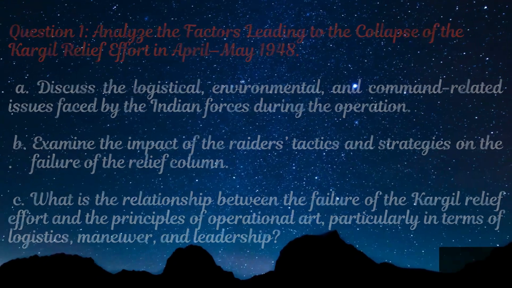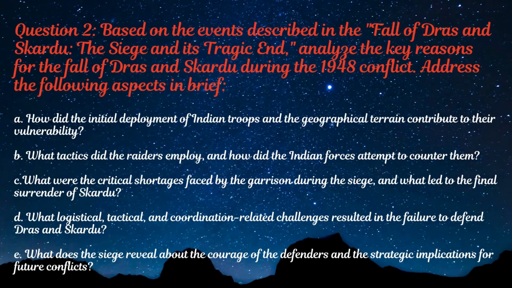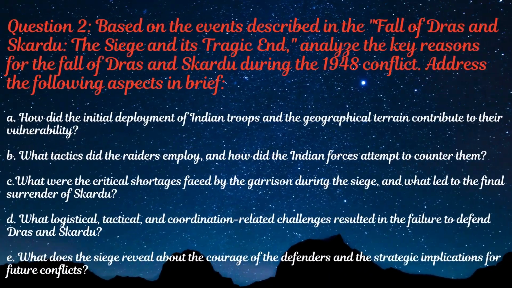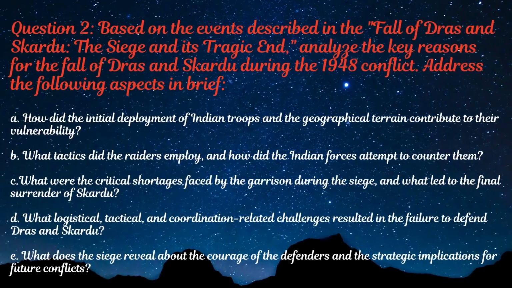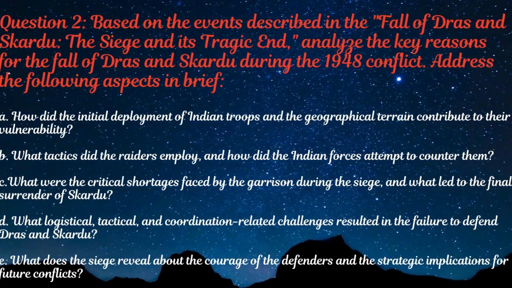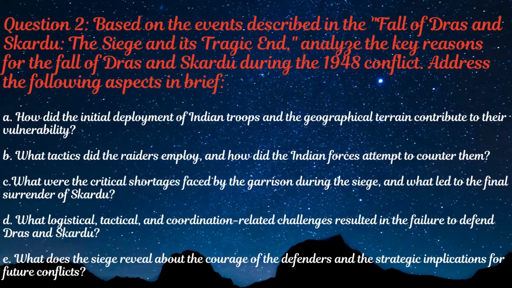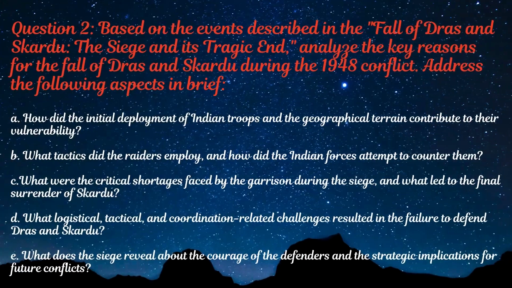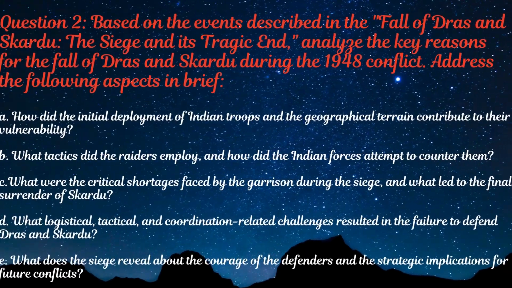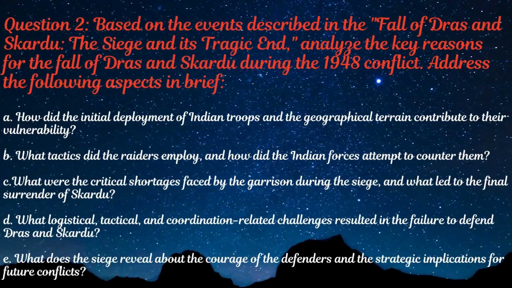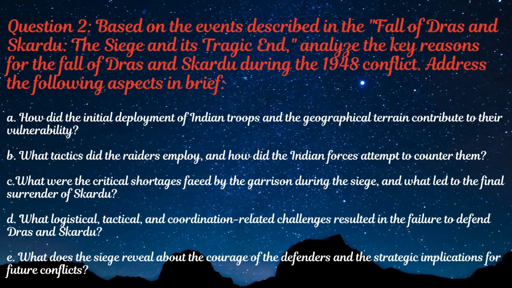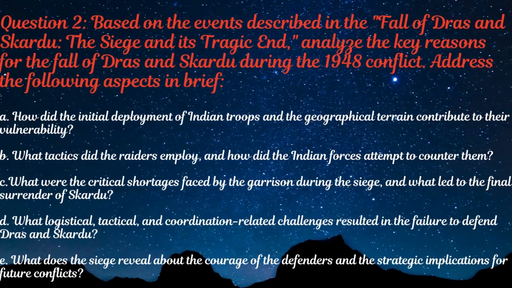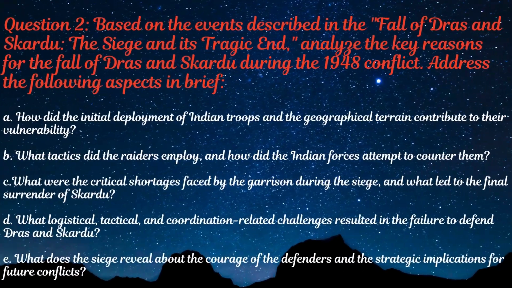Question 2. In the context of the fall of Dras and Skardu, the siege and its tragic end, analyze. A. The impact of troop deployment and terrain on vulnerabilities. B. The tactics of raiders versus the countermeasures of Indian forces. C. Critical shortages that led to the fall of Skardu. D. The logistical and tactical challenges causing the failure at Dras and Skardu. E. Lessons on defenders' courage and the strategic implications for future conflicts.